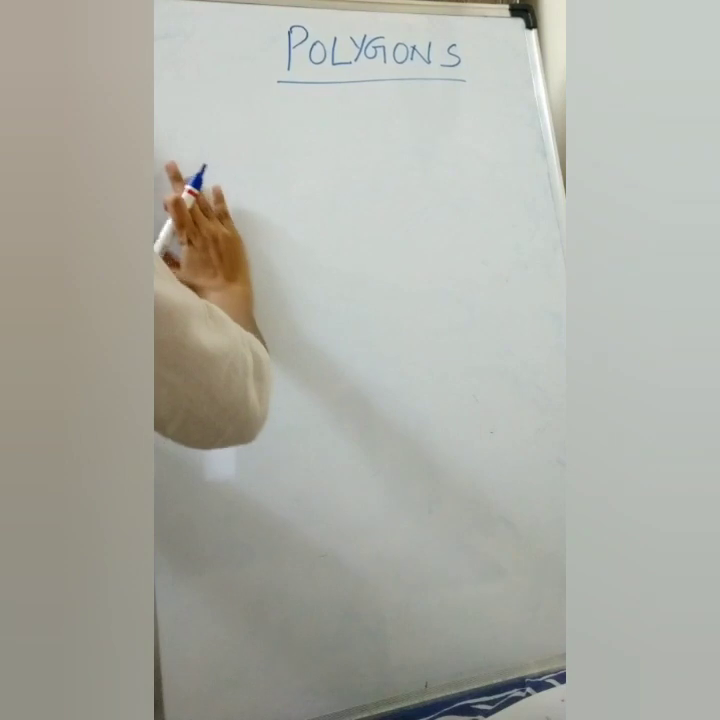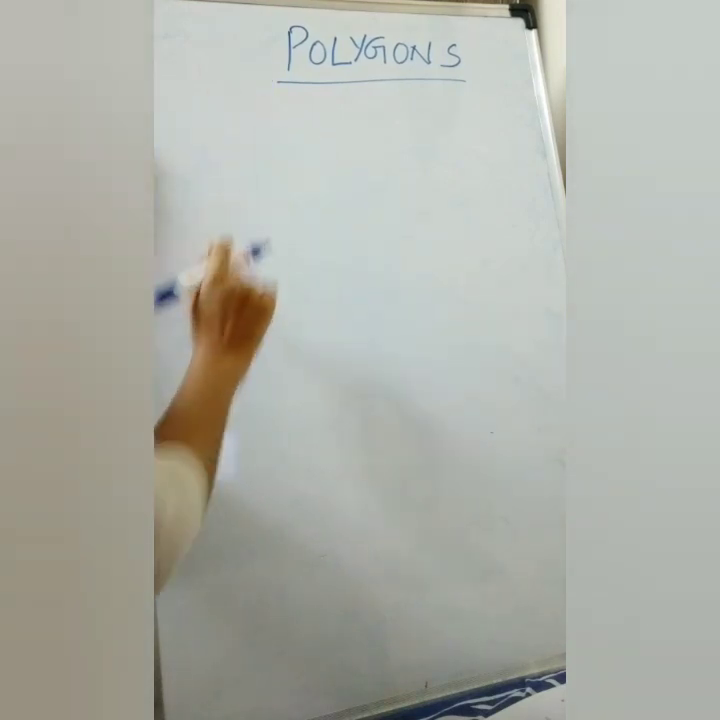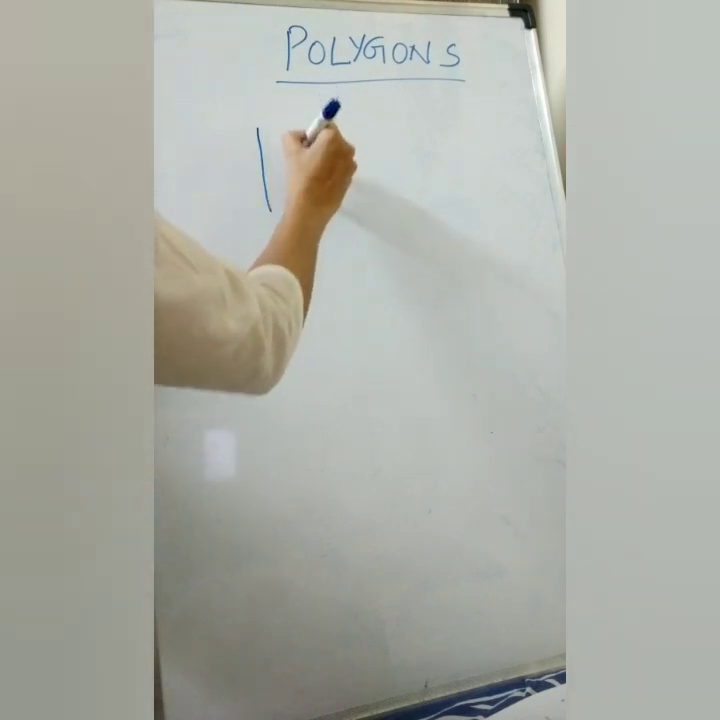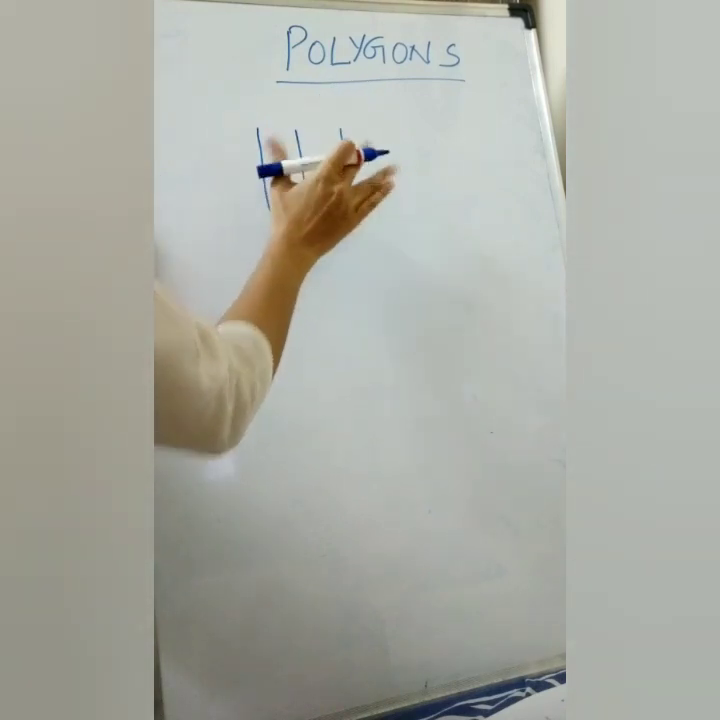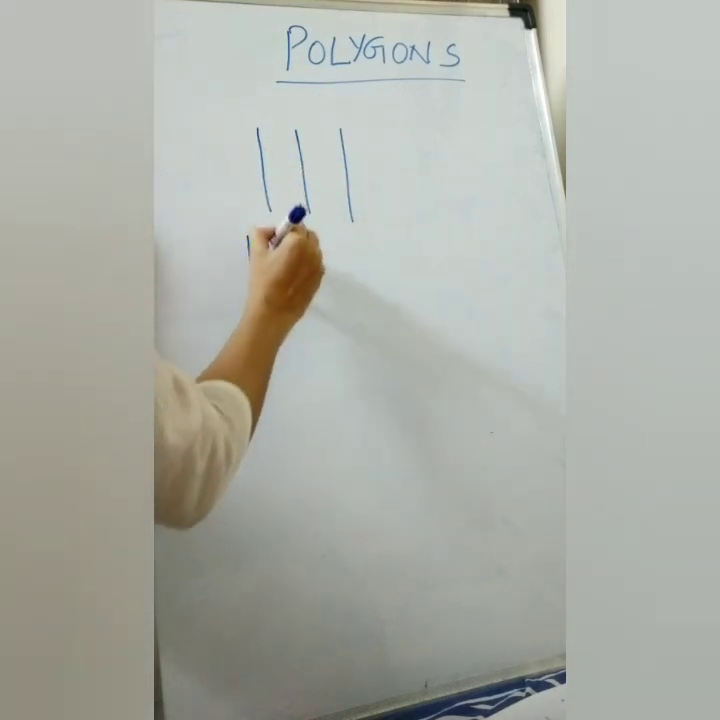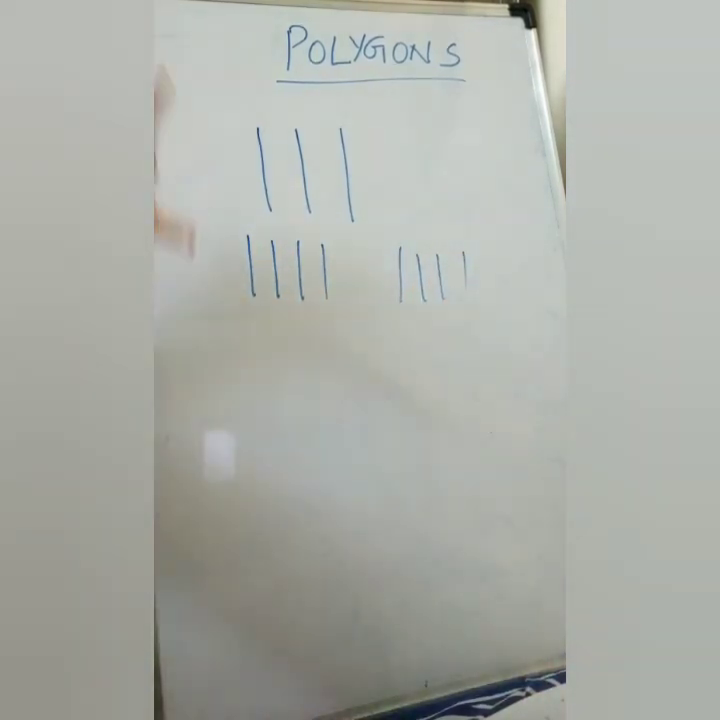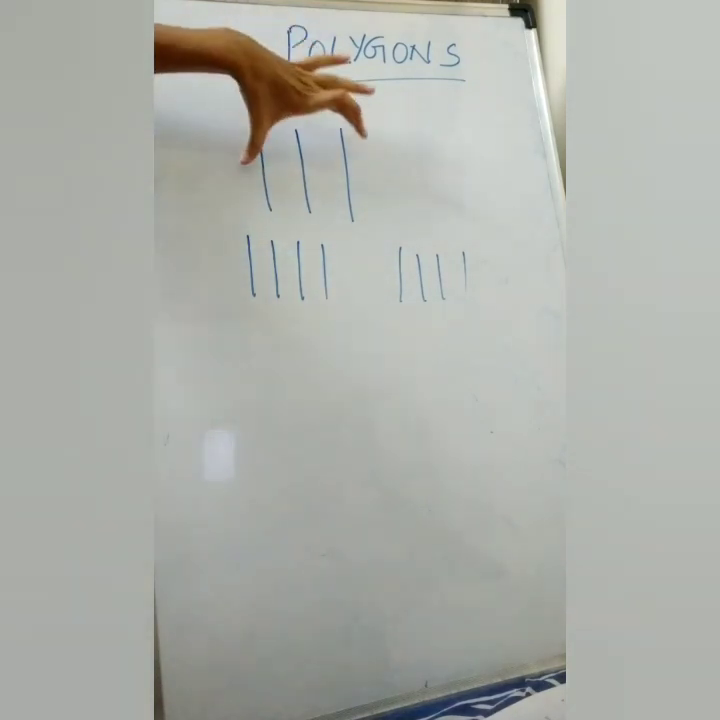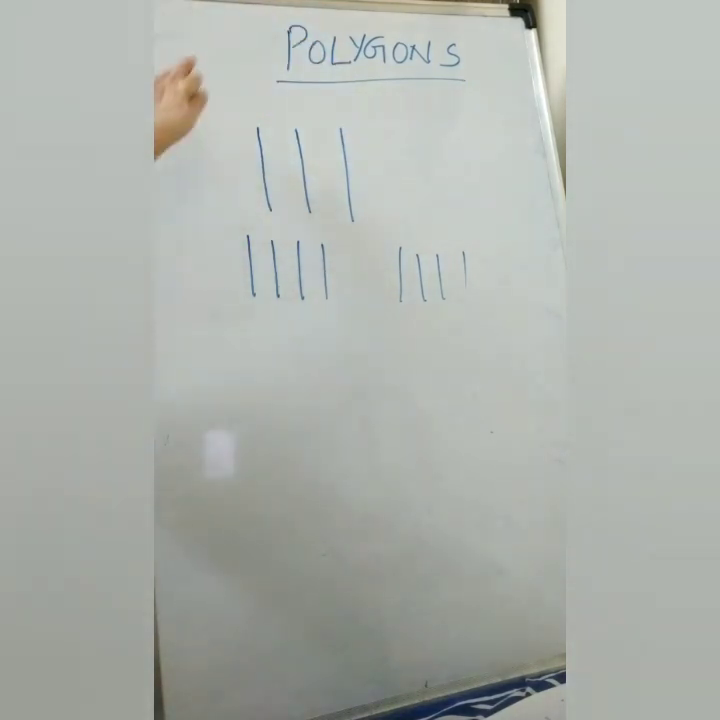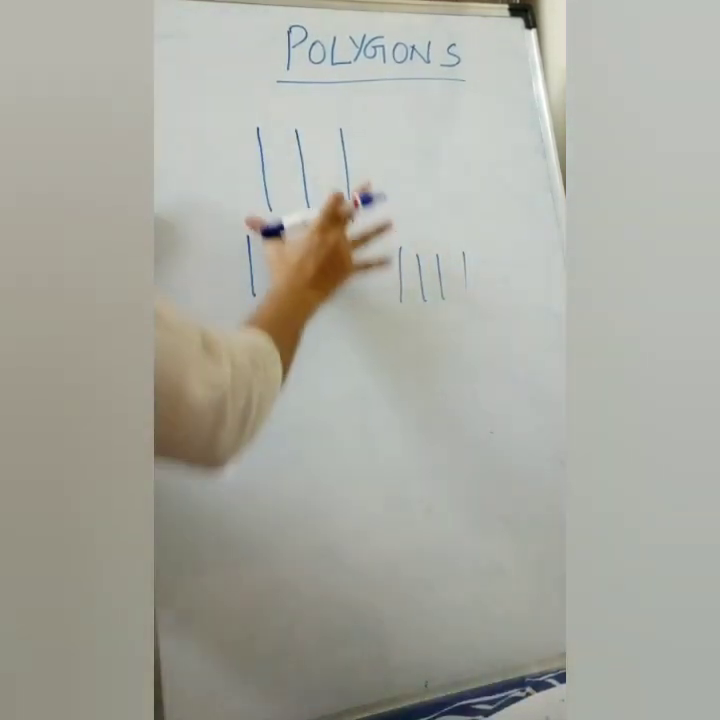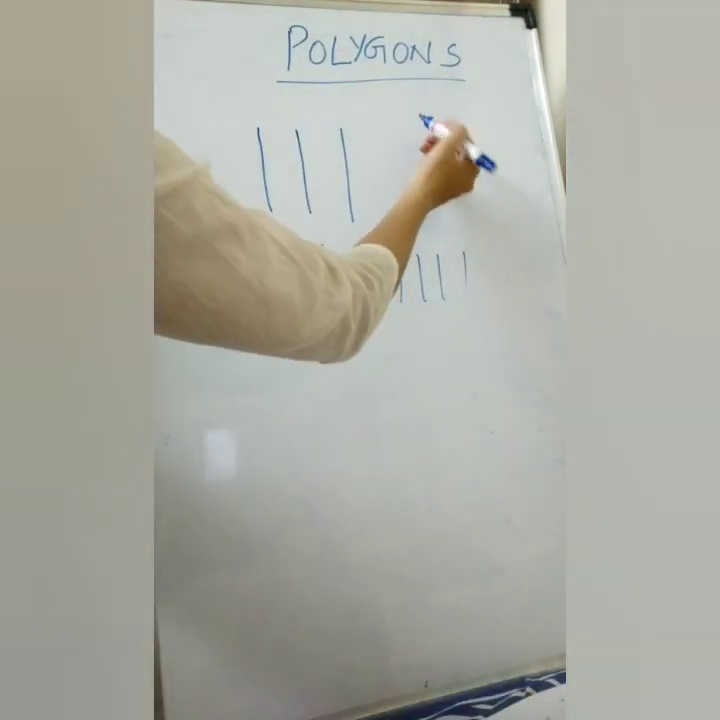So a polygon, firstly, means a closed figure. It should be closed on all sides, with 3 or more straight line segments. 3 or more means it can be 4, 5, 6, 7, 8 and so on. The minimum is 3 line segments, and they should form a closed figure.